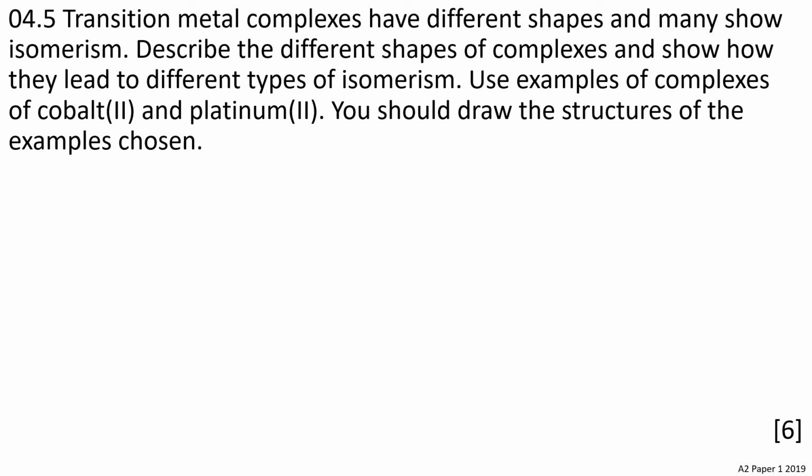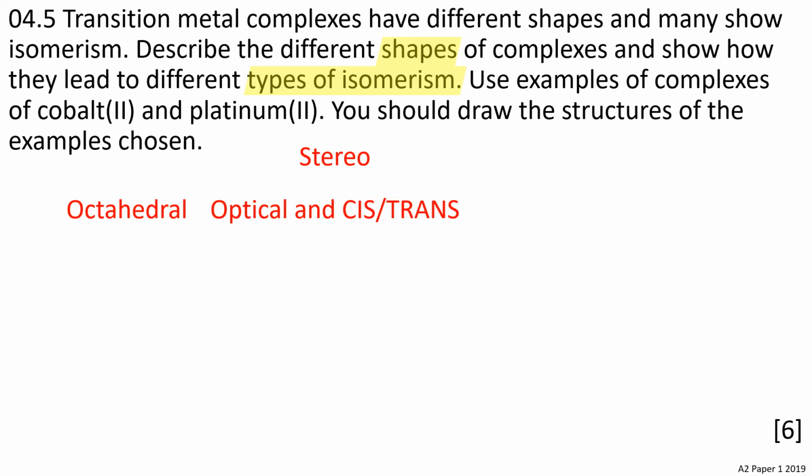So finally we move away from that reaction scheme, and now we've got a different sort of task. We have to talk about isomerism in transition metal complexes. So the shapes and the types of isomerism, well, the type of isomerism that transition metal complexes can show is invariably stereoisomerism. We've got octahedral complexes that can display either optical and cis-trans.